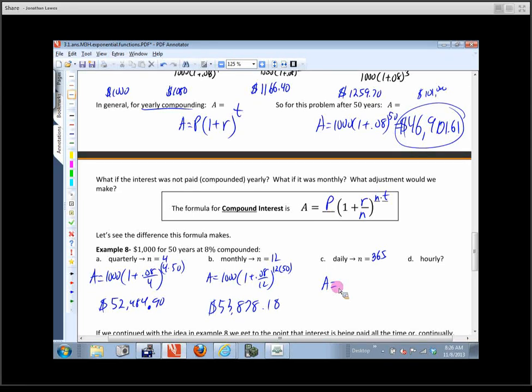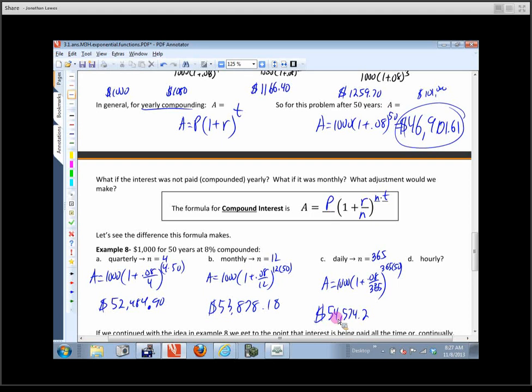You go ahead and plug that in, n would be 365, so we're going to have 1,000, 1 plus 0.08. We are dividing the interest rate by 365. We're adding a tiny, tiny amount of interest every day, but we're doing it 365 times a year for 50 years. We're doing it a ton of times. And if you type that in, what do you end up with? 54,600.2? Okay. All right. So it made a difference. That's another $700 or so.